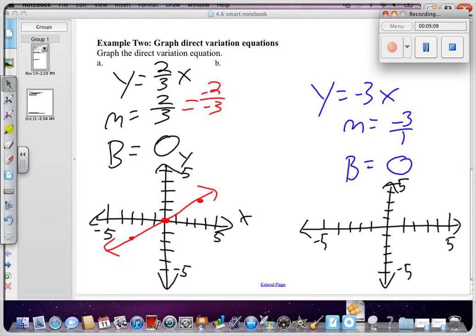We always start at 0 because that's our y-intercept. And then I'm going to go down 3, 1, 2, 3 over 1. Or we know that 3 over negative 1 is the same thing. Up 1, 2, 3 over negative 1. Any questions about graphing?